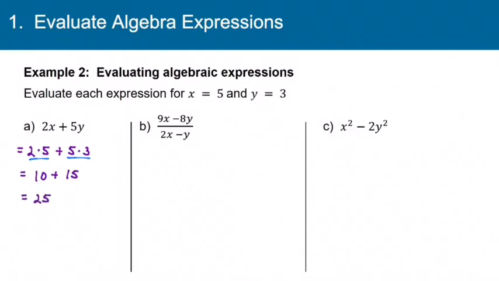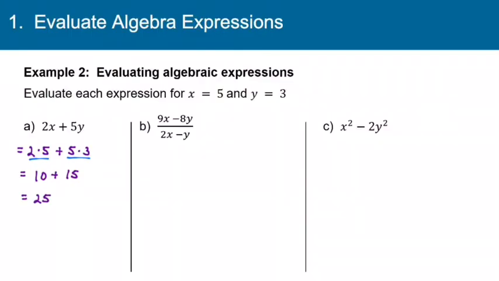10 plus 15, of course, is 25. In part B, we have a fraction bar, so in this case we work the top and the bottom separately. Now, because I was short on space, I didn't write out the words top and bottom like I did for you in the last section, but we still can do them separately.